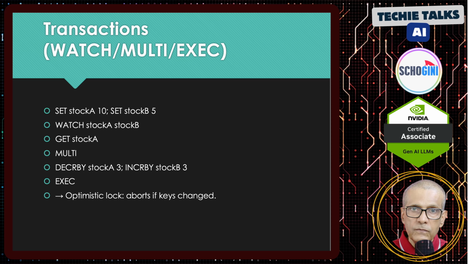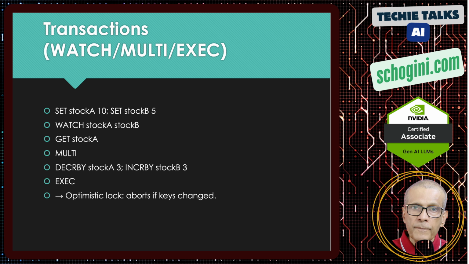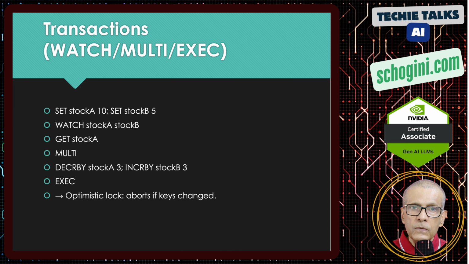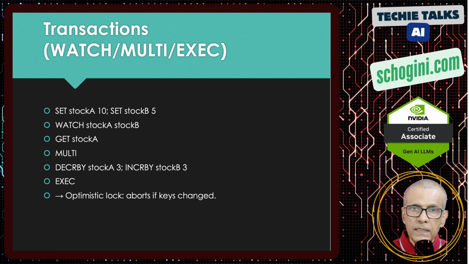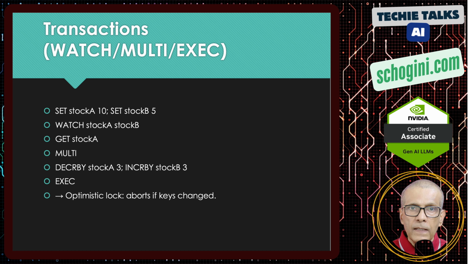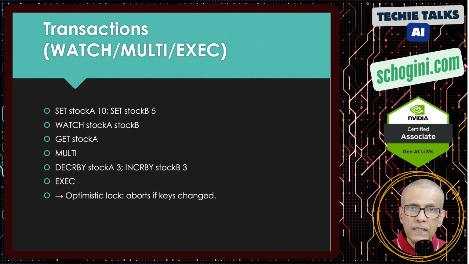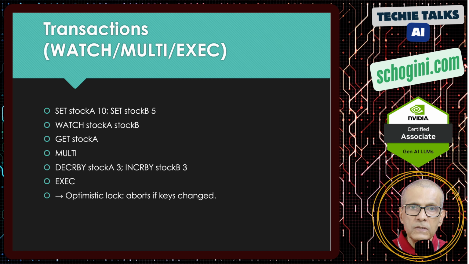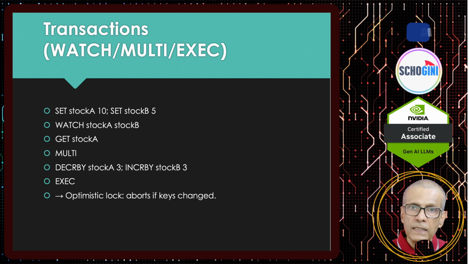Now let's talk safety. Redis transactions ensure multiple updates succeed together or fail cleanly. You start with watch on specific keys, queue operations with multi, and commit with exec. If another client changes a watched key mid-transaction, Redis aborts it automatically. This optimistic locking model prevents partial updates while maintaining concurrency.